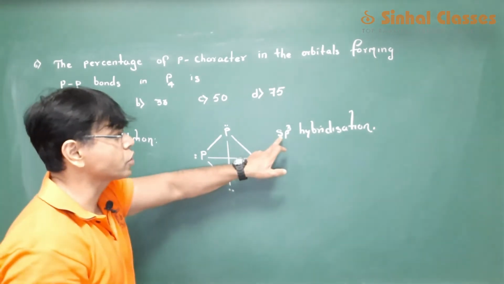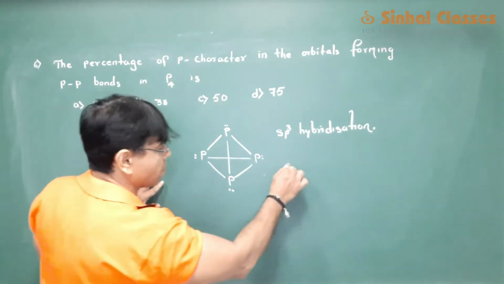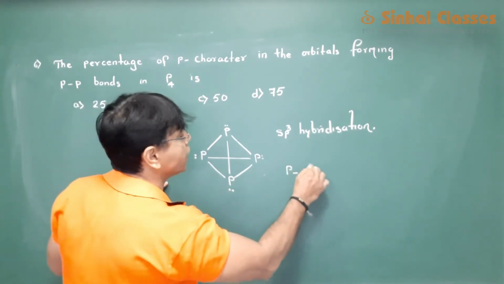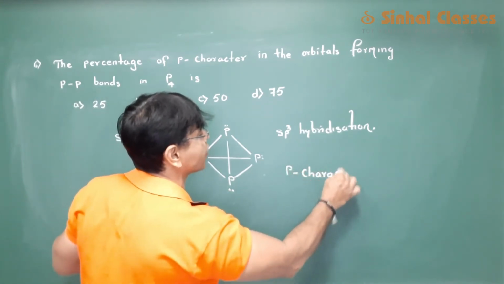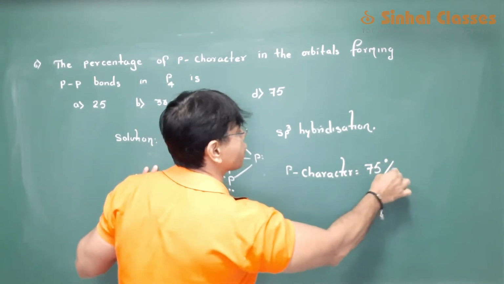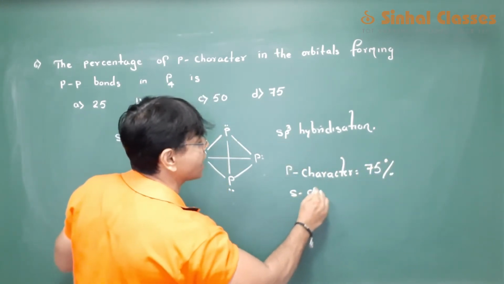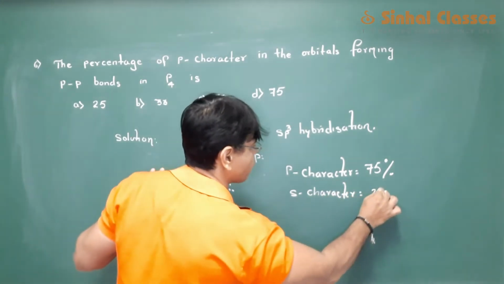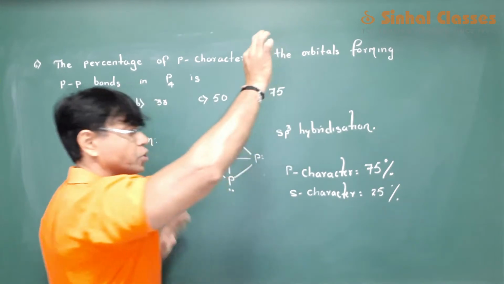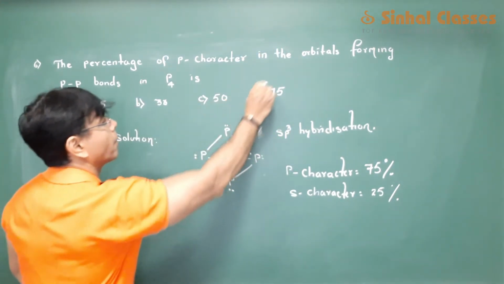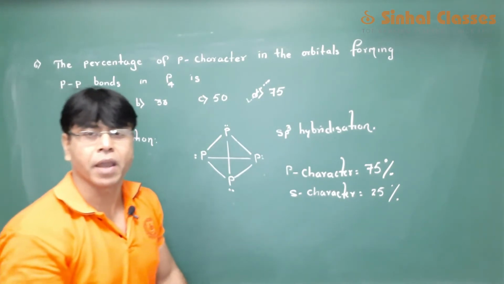Now since it undergoes sp3 hybridization, the p character will be 75%, and the s character for sp3 is 25%. So the answer for this question will be D, 75%.